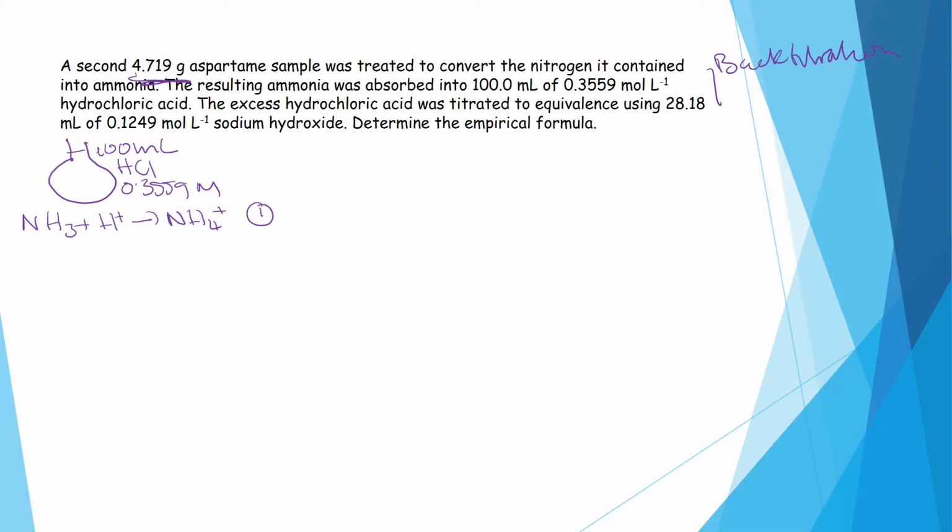In the second part, we now titrate our excess hydrogen ions with sodium hydroxide, which has a concentration of 0.1249 molar, and we use a titre of 28.18 ml against our excess hydrogen ions. Our second equation is hydrogen ions plus hydroxide ions gives water.